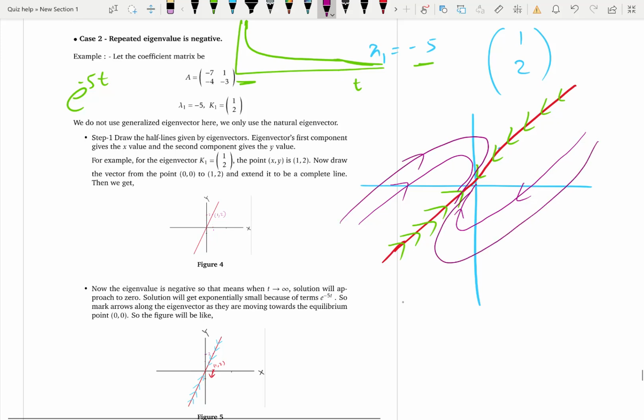So solutions are coming from infinity just like this, and they approach the origin. From the top side, you are coming from infinity parallel to this line, and from the downside you are coming from infinity parallel to this downside line. So this is what we have. So when eigenvalues are negative, of course the equilibrium point is stable, right? Okay, all right then, thank you very much. That's the case.